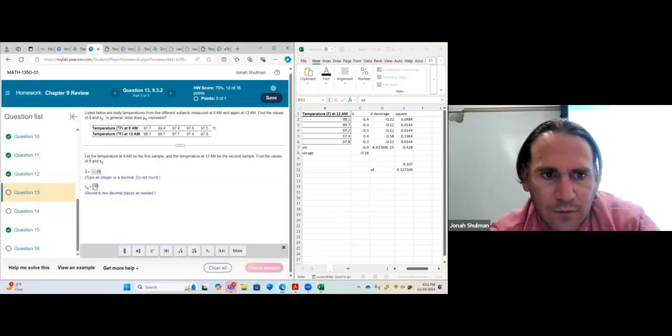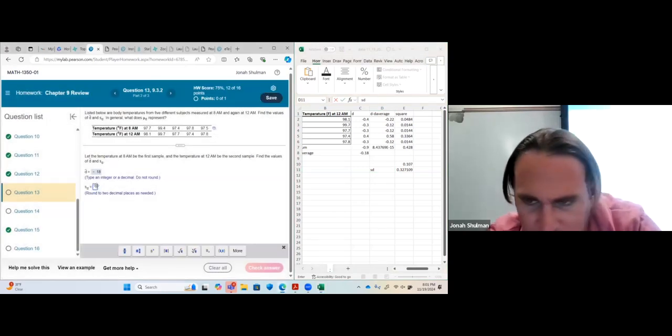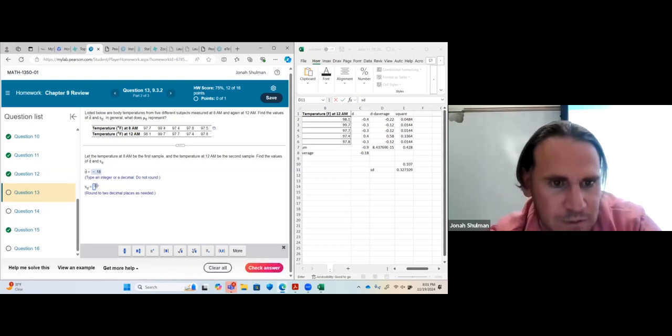So we have, rounds to 2 decimal places, 0.33. Let's see if that's correct.